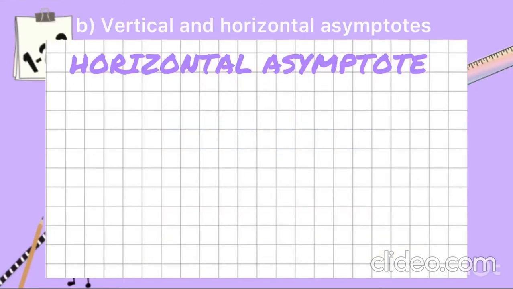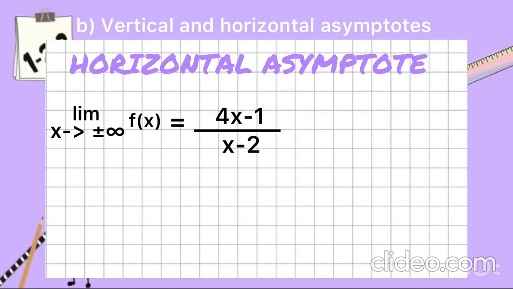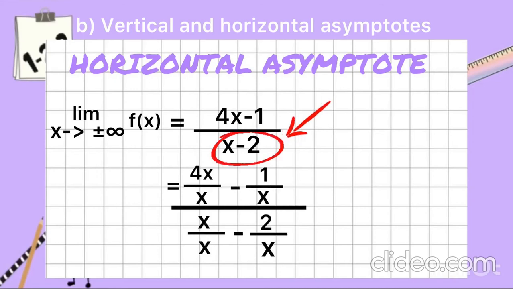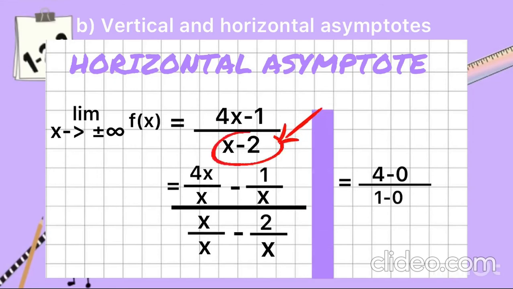Next, we look at the horizontal asymptote. For the horizontal asymptote, we will find the limit of f(x) when x approaches positive and negative infinity. So, our limit and function f(x) is (4x - 1) over (x - 2). From here, we will divide by the highest degree in the denominator. In this case, we will divide the numerator and denominator by the highest degree of x in the denominator. Next, we will simplify. Then, we will get the horizontal asymptote y equals 4.